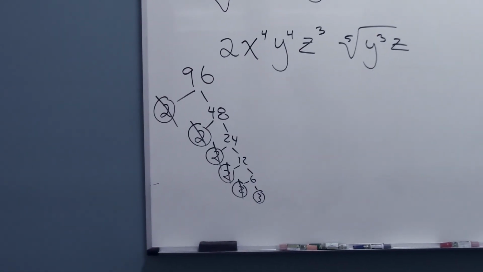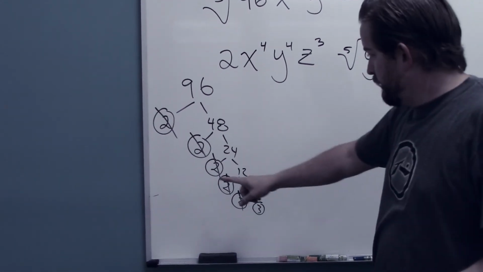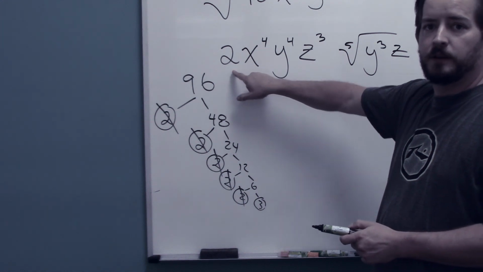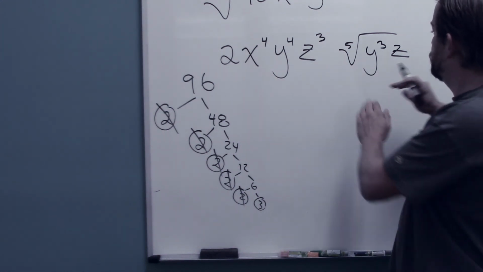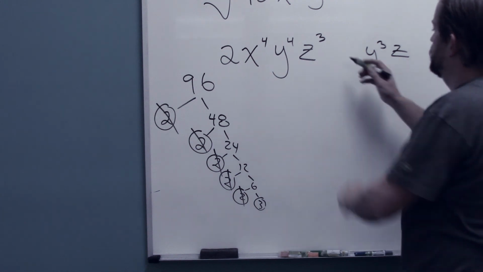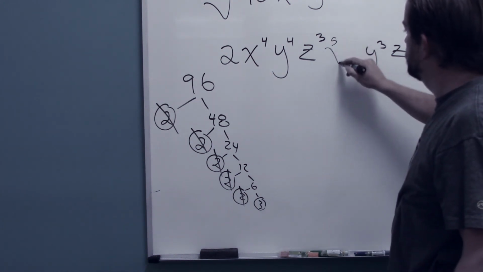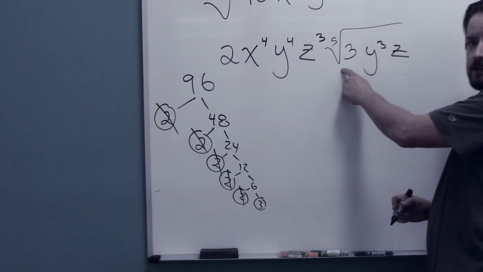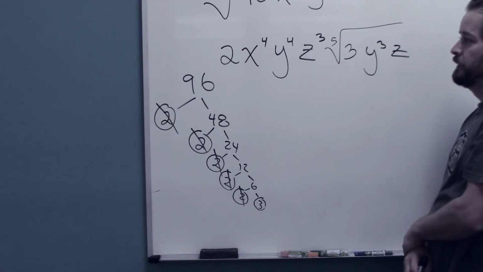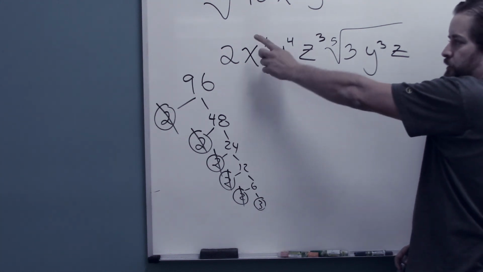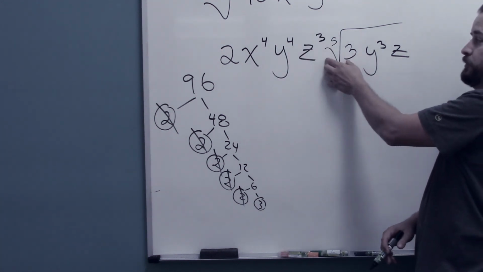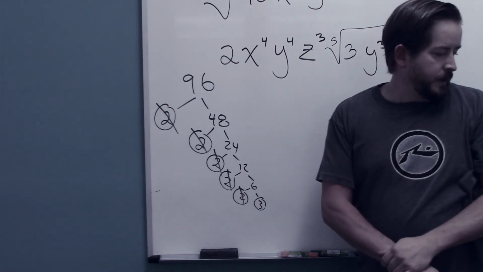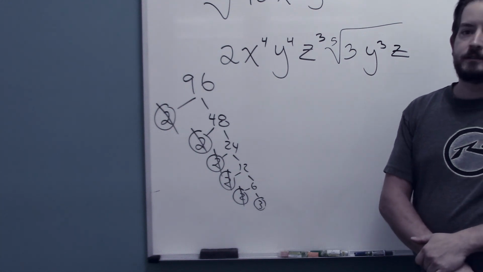Yeah, there. All right. So I've got my 5 groups of 2, but this 3 is left over, so the 2 can come out, but I'm going to have a 3 left over, and so that 3 also has to stay inside of the 5th root. And that's my simplified version. This 2x to the 4th, y to the 4th, z to the 3rd, and then the 5th root of 3y to the 3rd, z. All right, thank you, and I will see you guys for the next section.